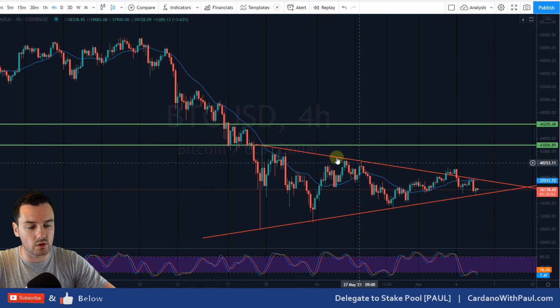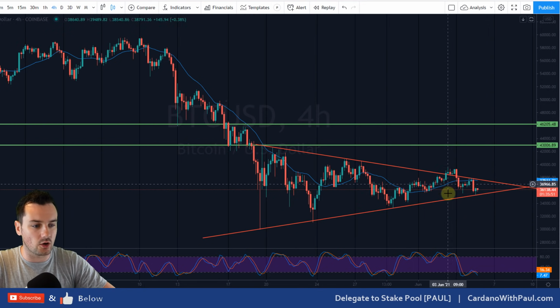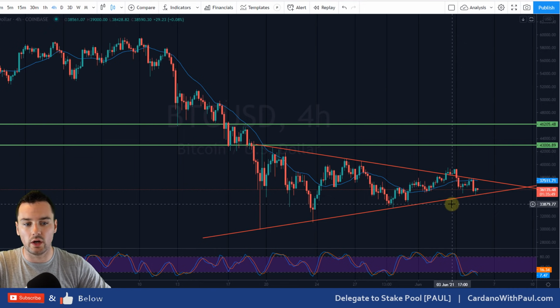And you can see that we're respecting this channel very closely. I will also say that right now, I am a firm believer in technicals, but also considering what's going on in fundamentals. And right now, I would say fundamentals are playing a huge role. Fundamentals being any news that's going on out there.